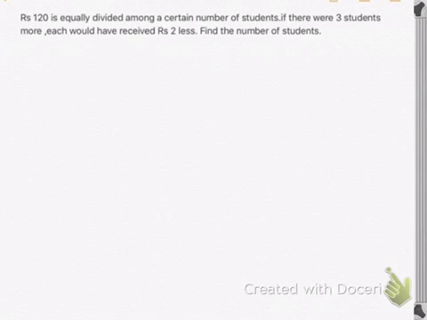I've got a question here. Rupees 120 is divided among a certain number of students. If there were 3 students more, each would have received 2 less. Find the number of students.